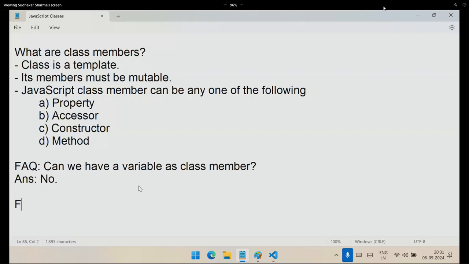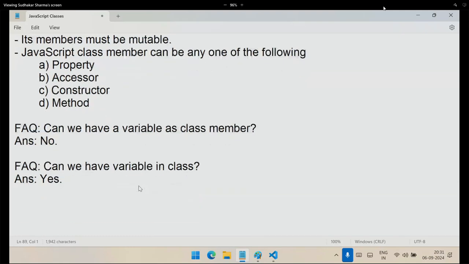The question is very tricky. Can we have a variable in a class? Yes, the answer is yes. What does it mean? You can have a variable in a class, but a variable cannot be a class member. Why can a variable not be a class member? That is also an important thing. Can we have a variable as a class member? No chance. A class member can be either a property, accessor, method, or constructor. But we can have a variable in a class. So how will this be justified?